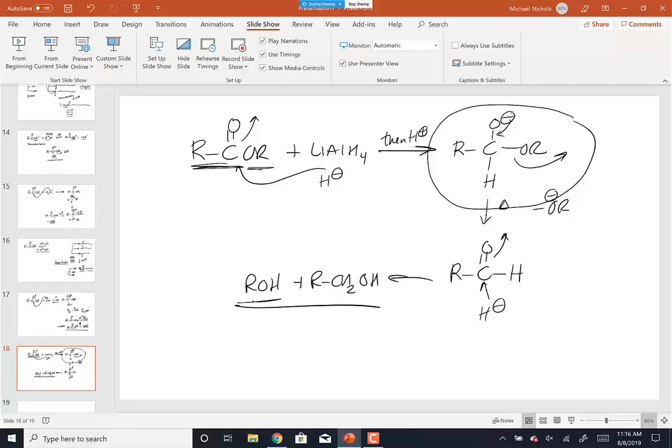I'm kind of skipping through the reaction. This is not a 10 out of 10 mechanism because I'm skipping some steps. Well, I'm not grading myself, so if I was grading myself, it'd probably be a 6 out of 10.